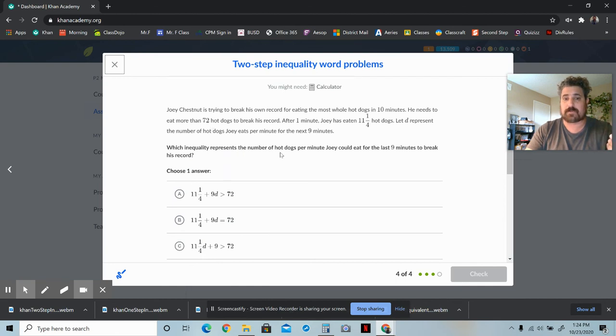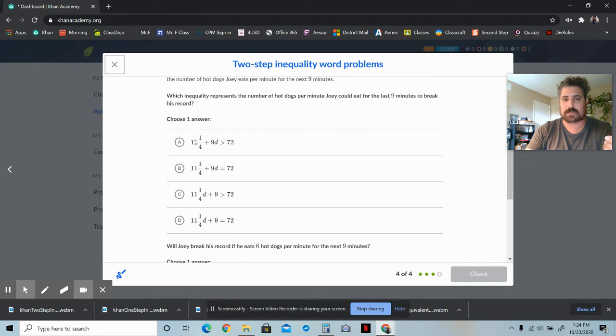So which inequality represents the number of hot dogs per minute Joey could eat for the last 9 minutes to break his record? We have to make sure that this is greater than 72. Is it okay if this sum is equal to 72? No, then he ties his record. Now in this option, they put the multiplier on the wrong thing. That 11 1/4 should be a constant, so that's just wrong. So it looks to me like it's obviously going to be this answer here, because the constant is the amount he already ate in the first minute. Then it's 9 minutes times the amount he's eating per minute for the remaining 9 minutes. Together, that needs to be more than the record he's trying to break, more than 72. So A, that's the answer.